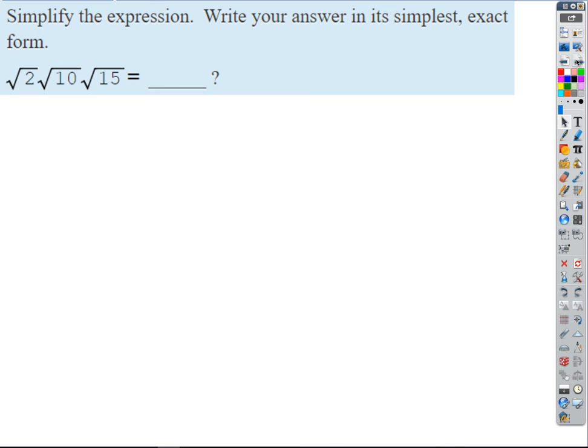We could multiply 2 times 10 times 15 because we have a property of radicals. The square root of A times the square root of B is what? Square root of A times B. So if we wanted, we could rewrite this as the square root of 2 times 10, which is 20, times 15, which is 300, and then just start from scratch. It's not really a smart idea, though. How come?